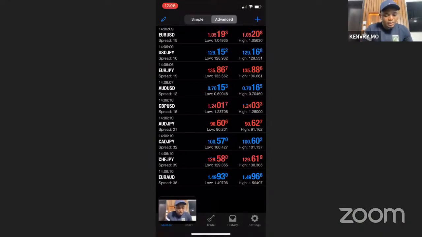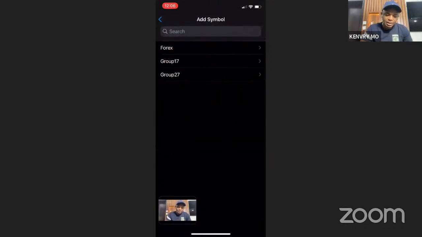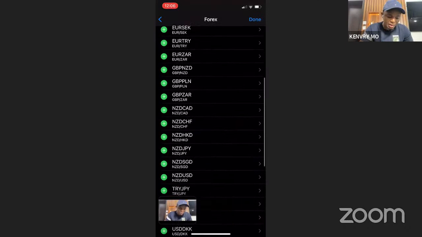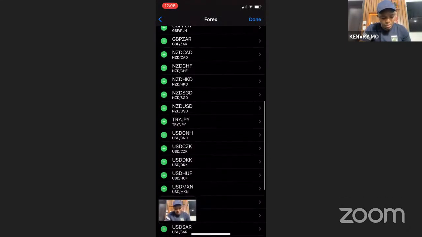Okay, so the next thing is there are already major pairs there. The first thing you do is add the rest of the instruments. So you click on the plus sign at the top of the screen. You see Forex, then the others are groups. So you click on Forex.